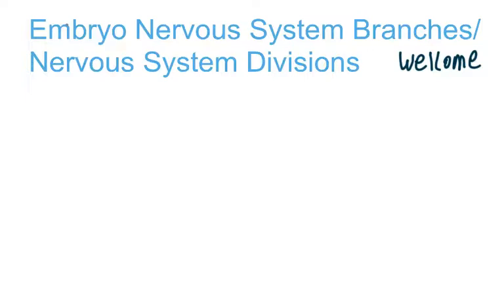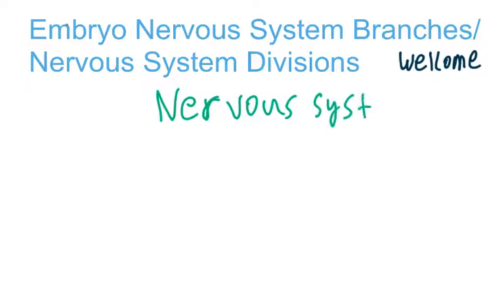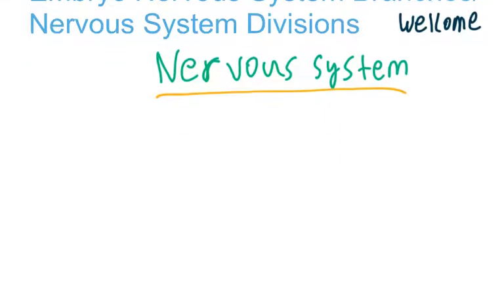So we have two main central divisions of the nervous system, right? So let's go and write this out. We have the nervous system, we know that. What divides this nervous system? Well, this nervous system divides into two main things. Let's go and scroll down.